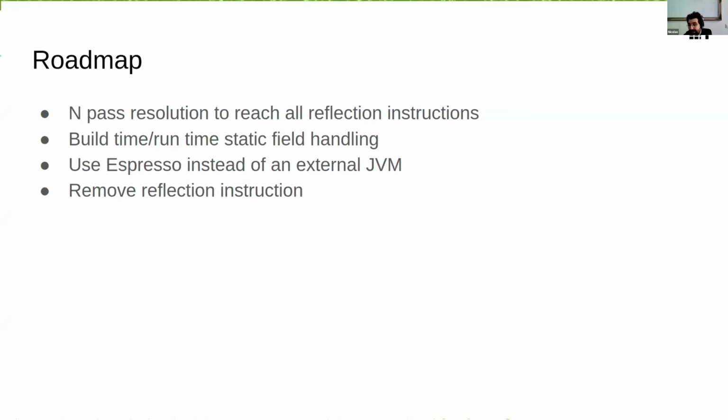Also, right now we're using another JVM on top of the first one to execute the slice. GraalVM has expressed that this is definitely something they want to use. And as a last point, what we would like to do is, instead of just building the file, actually remove the reflection instruction and replace it with its values whenever we can.